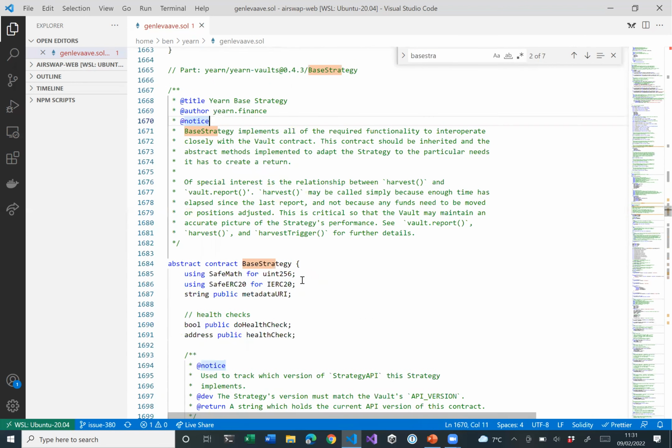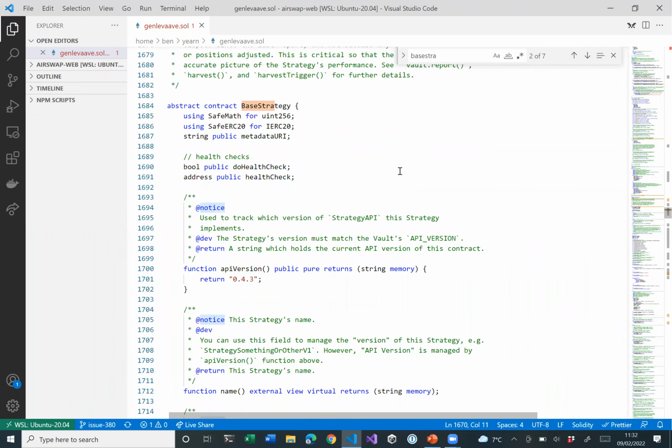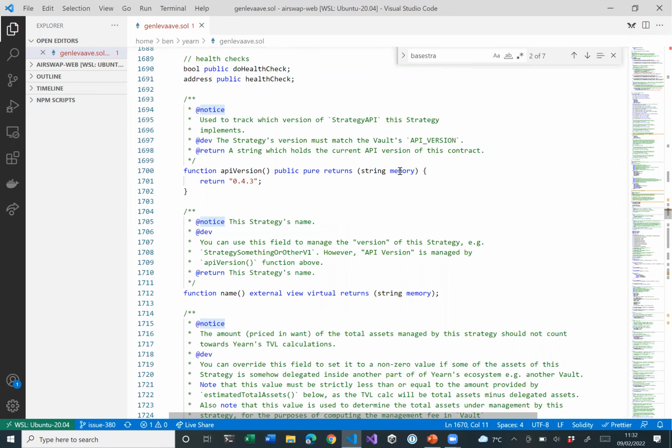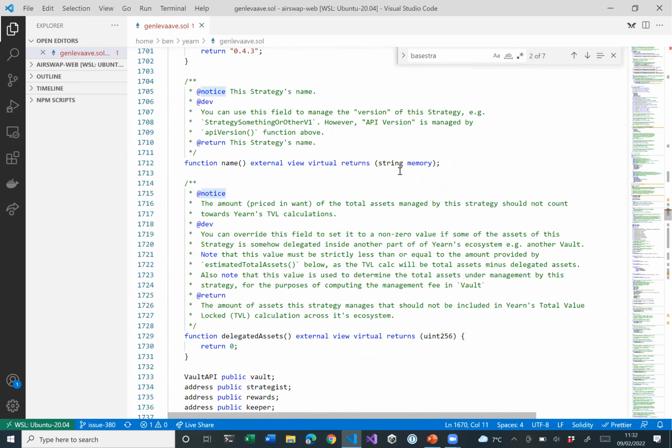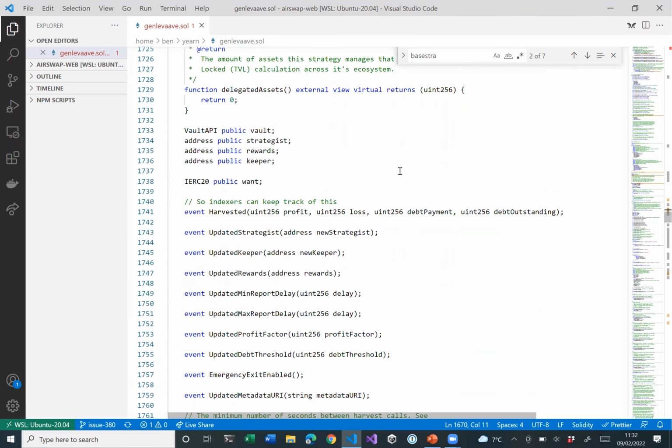Base strategy implements all of the required functionality to interoperate closely with the vault contracts. This contract should be inherited and abstract methods implemented to adapt the strategy to the particular needs it has to create a return. Of special interest is relationships in harvest, vault.report. Yeah, that's what we talked about. Okay, so that's just API version. It's the name of the strategy.